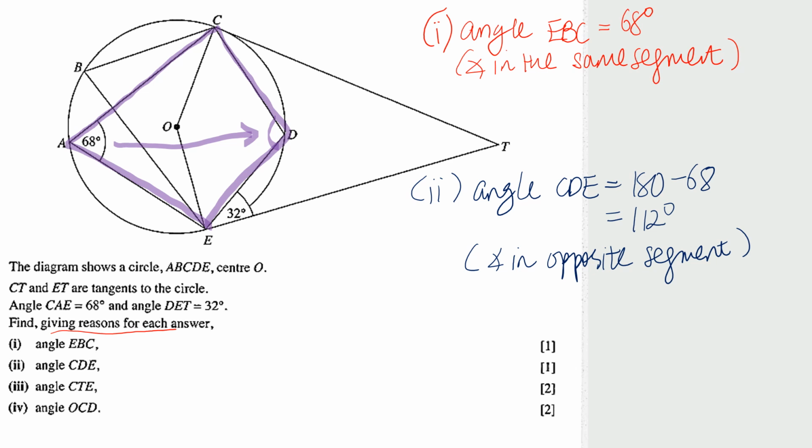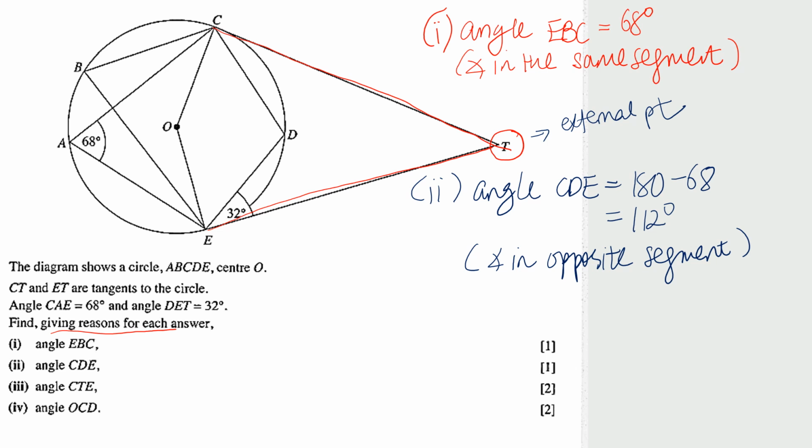All right, so part 3, let me erase this off. Part 3, you are asked to find CTE. So this is where we use the property tangent from an external point. Look out for these two. These are the two tangents, and this is called the external point. T is called the external point. So what do we need to find? CTE. So we need to find this angle. First of all, just now we mentioned that that is 90 degrees. This is also 90.